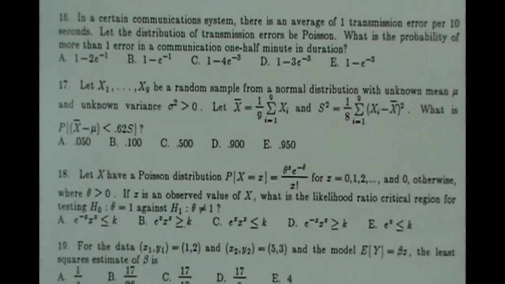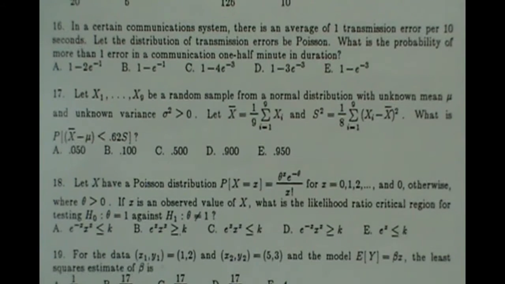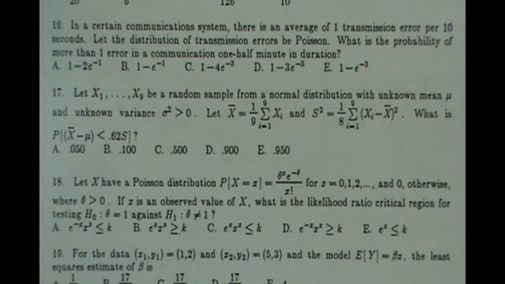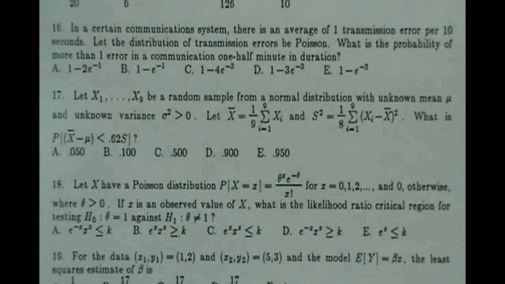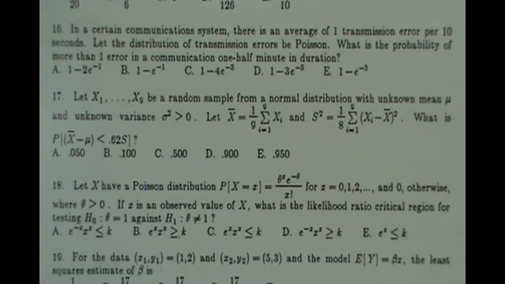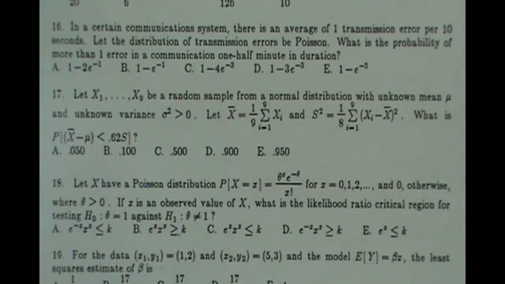Number 17. Let x1 through x9 be a random sample from a normal distribution with unknown mean mu and unknown variance sigma squared. Let the sample mean equal this and s squared equal that. What is the probability that x bar minus mu is less than 0.62 times the sample standard deviation?